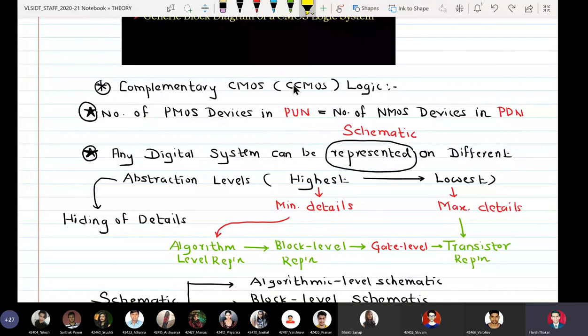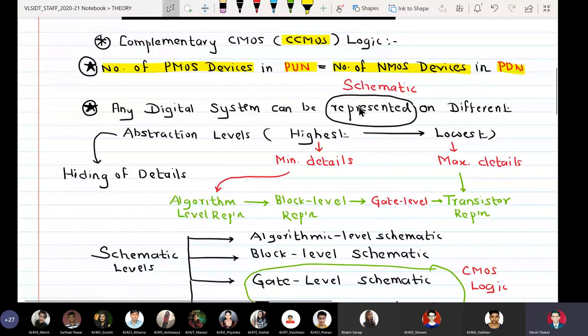Okay, so what we discussed are the rules for CMOS logic. The number of PMOS devices in PUN is equal to the number of NMOS devices in PDN. Representing a digital system at different abstraction levels is called a schematic. Schematics can be on different abstraction levels. Abstraction means hiding of details. So the highest level of abstraction has minimum details, and the lowest level of abstraction has maximum details.